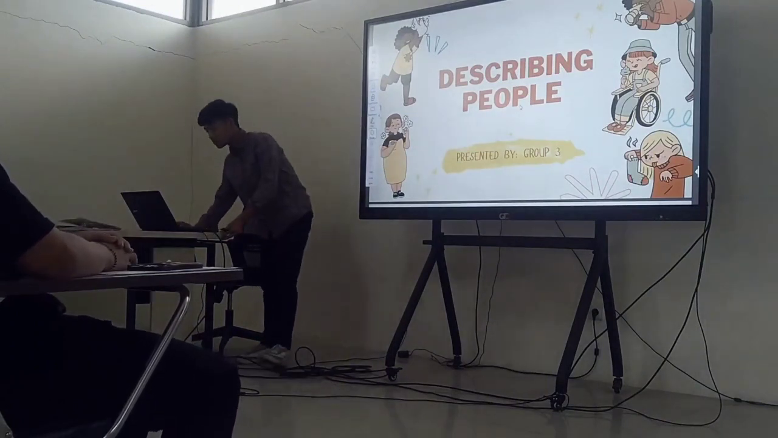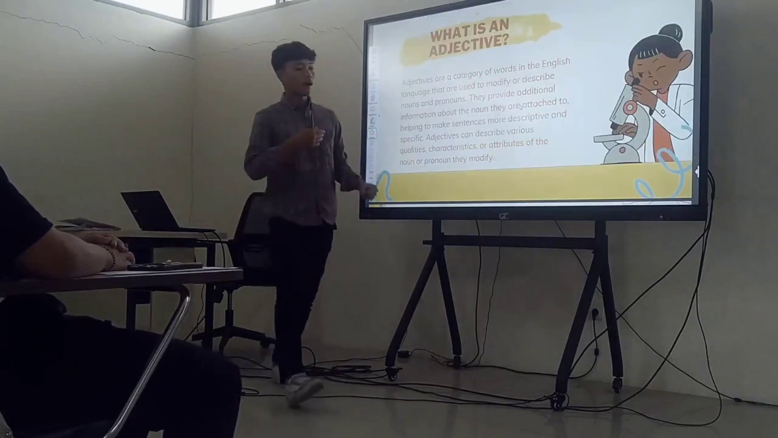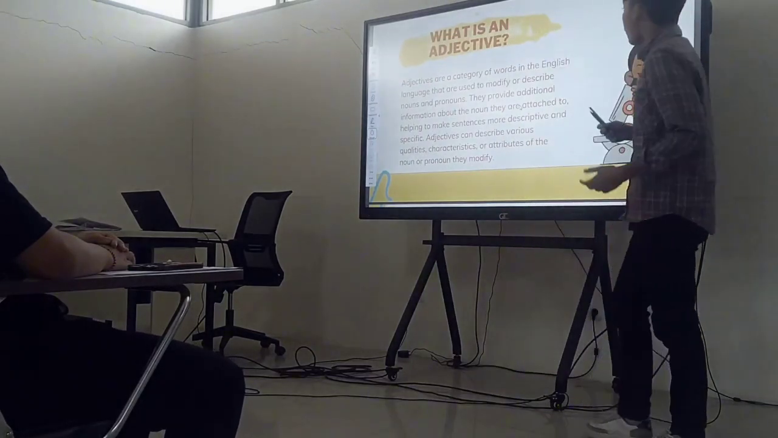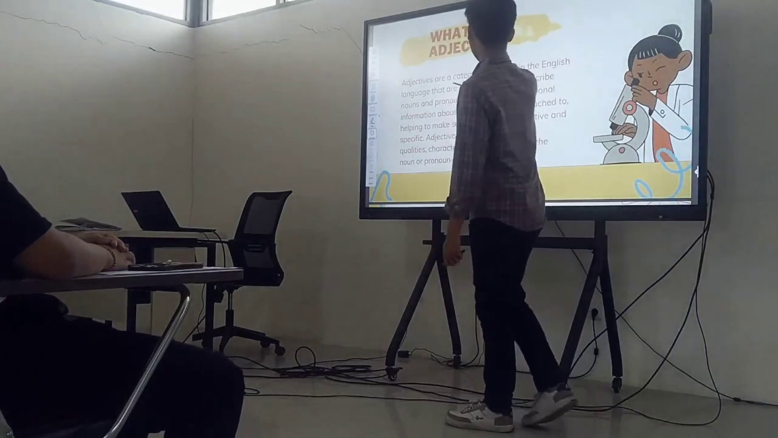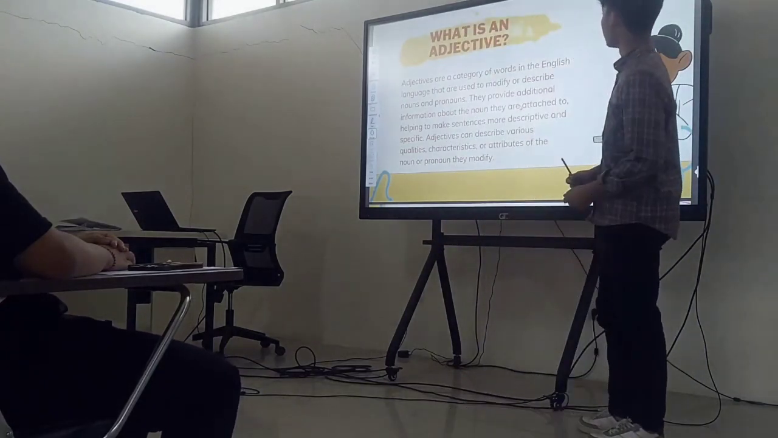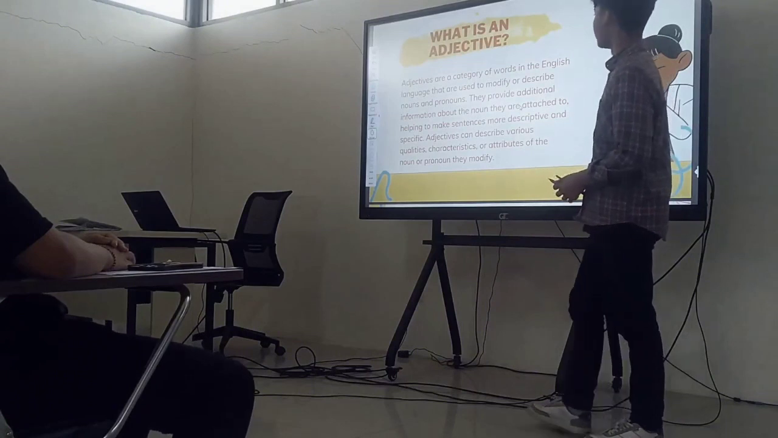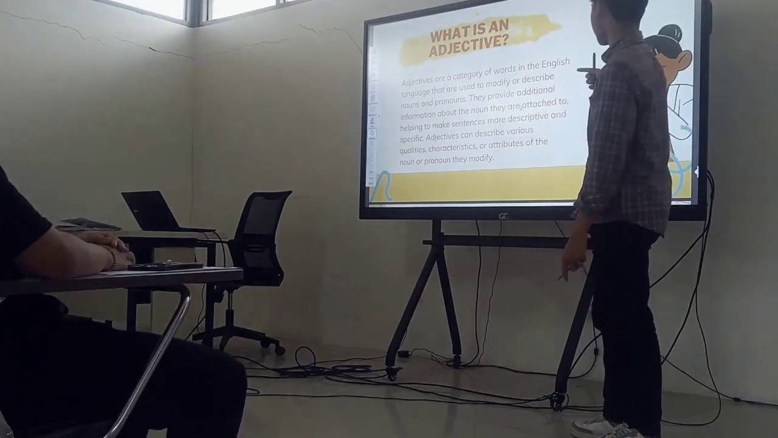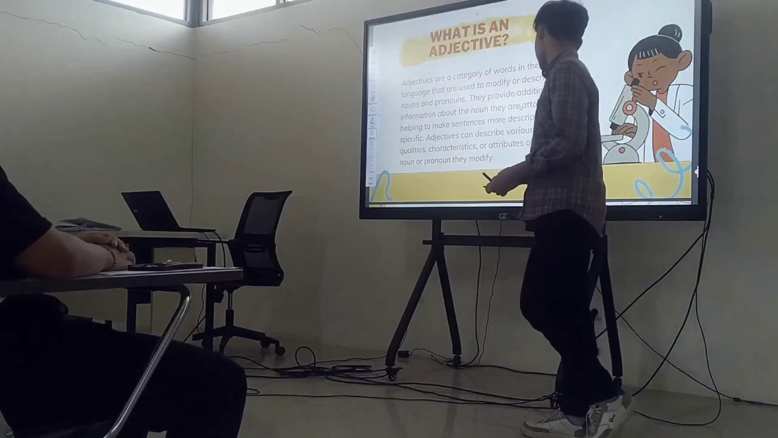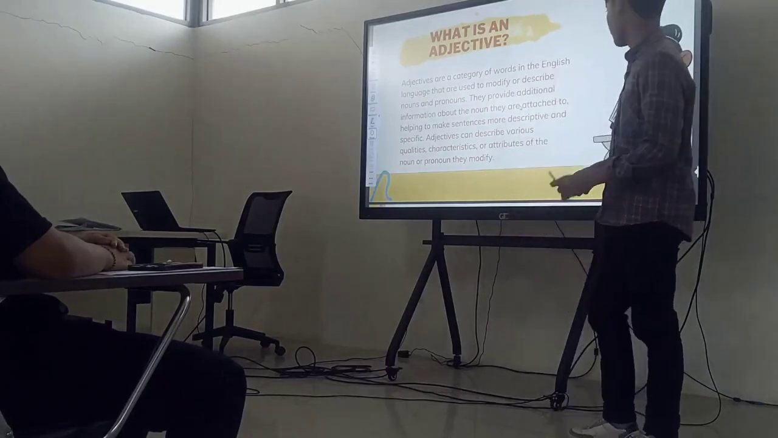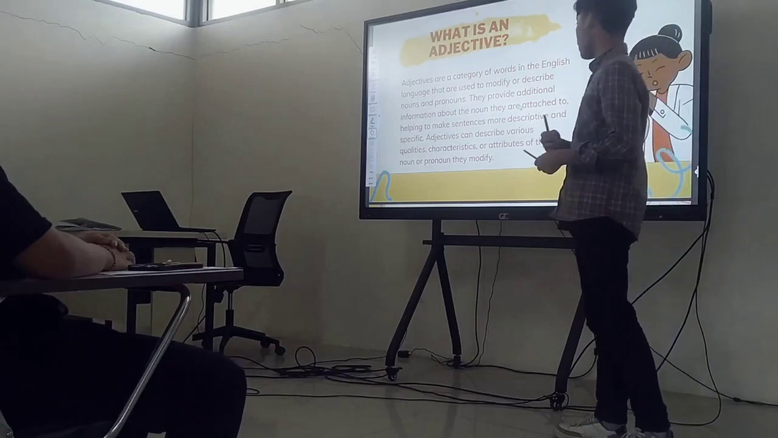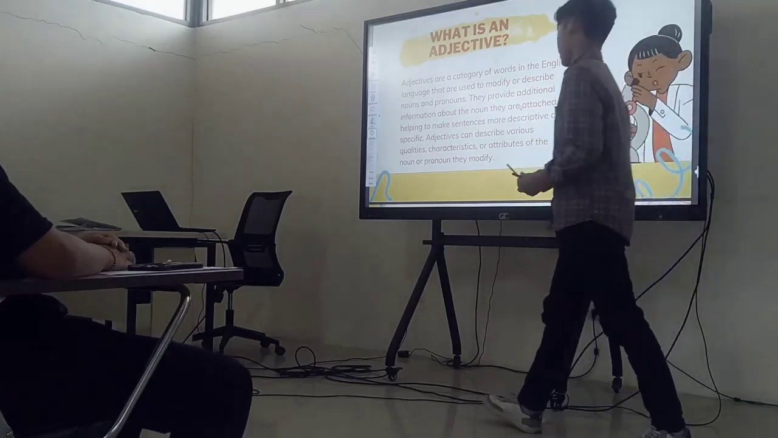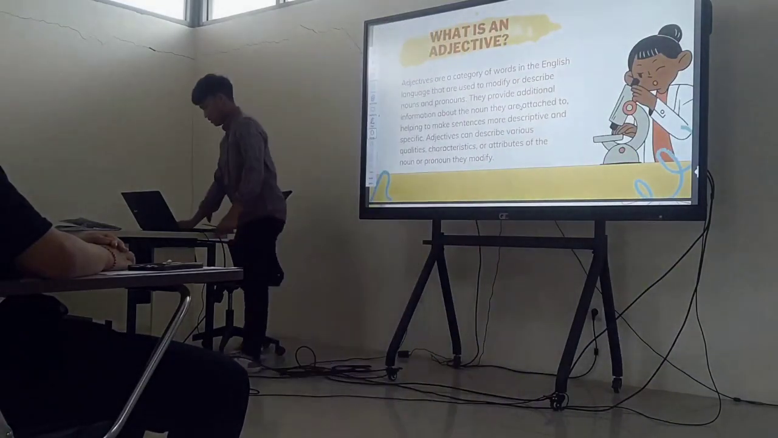To describe people, we have to use adjectives, okay? What are adjectives? Adjectives are a category of words in the English language that are used to modify or describe nouns and pronouns. They provide additional information about the noun they are attached to, helping to make sentences more descriptive and specific. Adjectives can describe various qualities, characteristics, or attributes of the noun or pronoun that they modify.